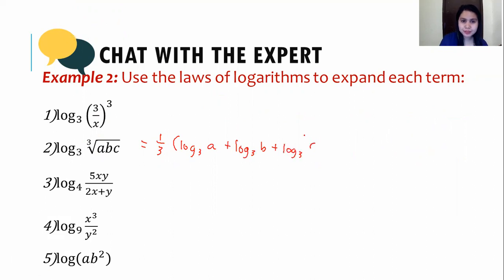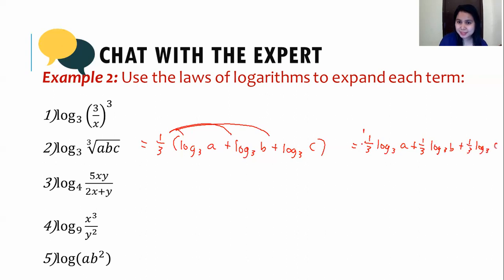There. So we need to distribute 1/3 to all. We have 1/3 log base 3 of A plus 1/3 log base 3 of B plus 1/3 log base 3 of C. This is now the answer. Any questions? Now, how about we go to number 4?